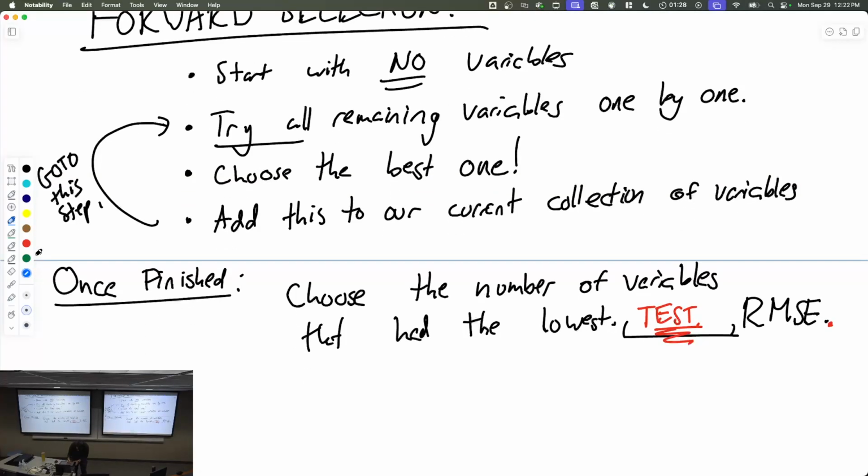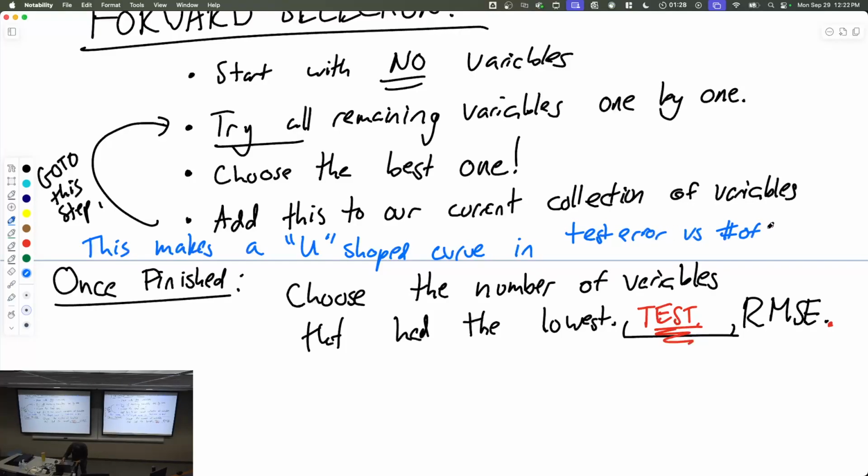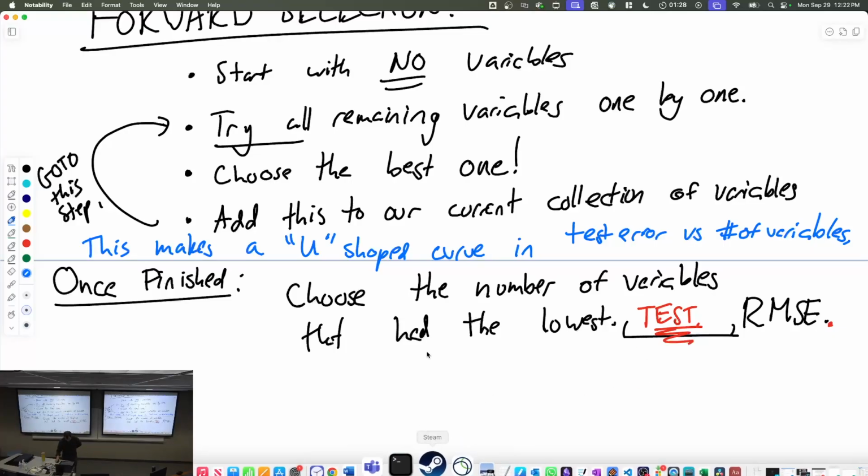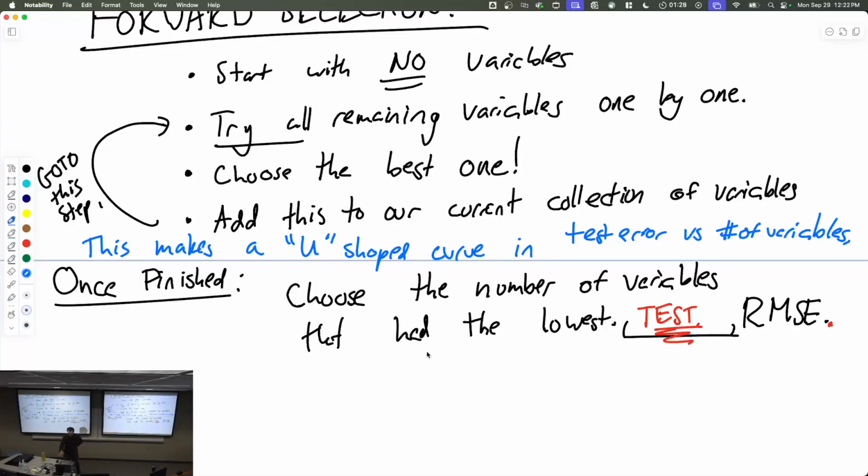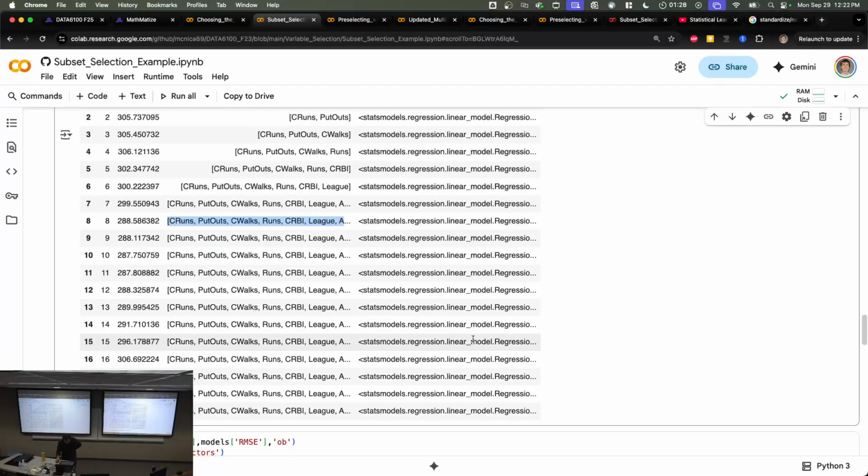So maybe I'll add this. This makes a U-shaped curve in test error versus number of variables. And then you can talk about that for over and underfitting. Okay, so perfectly good way to do it. Any questions or comments about the algorithm or how I ran it on this thing? So this is all using the scikit-learn framework.